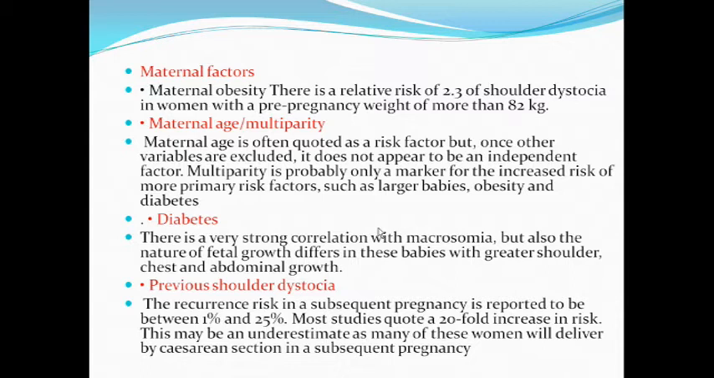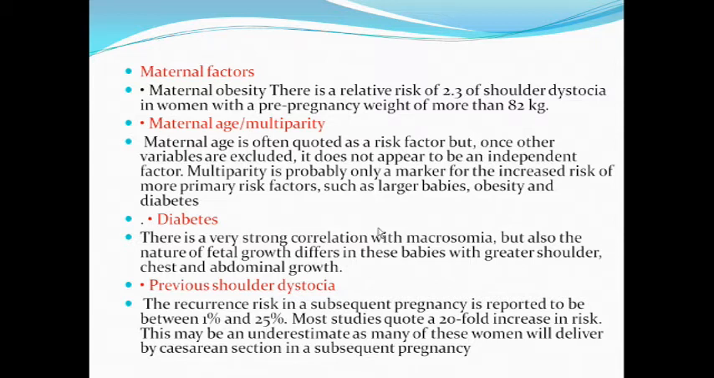Maternal age by itself is not very significant, but it is important with multiparity. As compared to primiparity, in multiparity the risk of a larger baby is more, obesity is more, and diabetes is more with age. So all these factors added up together cause the risk. Diabetes has a very strong correlation with macrosomia, but also the pattern of fetal growth differs in these babies, with greater shoulder, chest and abdominal growth.